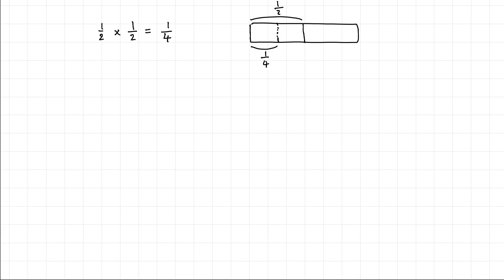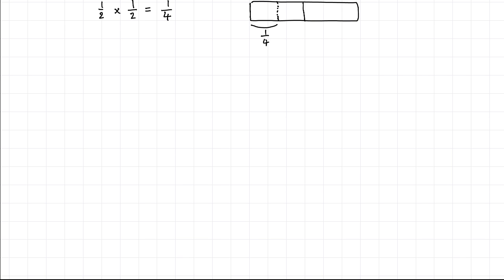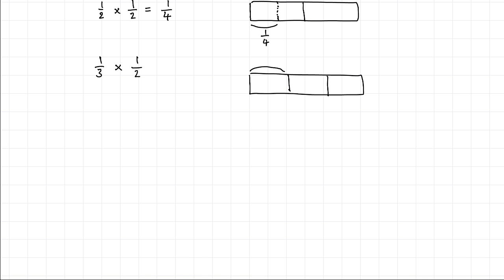Let's try another one. Let's try a third, and I'm going to multiply that by a half. Okay, this one might be a little bit harder to think about, but let's draw another diagram. So again, I'm going to have a rectangle, and I'm going to split this one into thirds. So this is my third here. So I've got 1/3, and I need to make it half as big. So I need to split that into 2. So I'll make it like that. So my answer is going to be this bit here. So I have 1/3, and I've made it half as big.